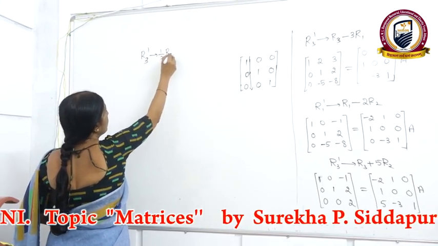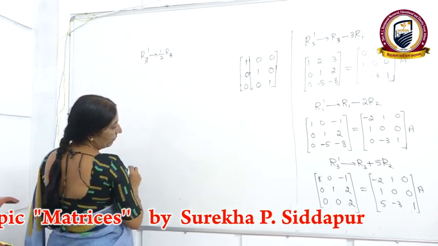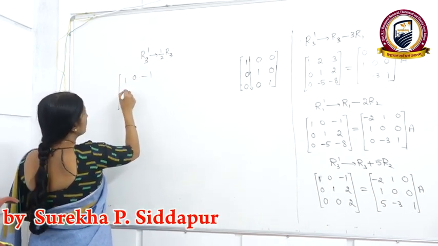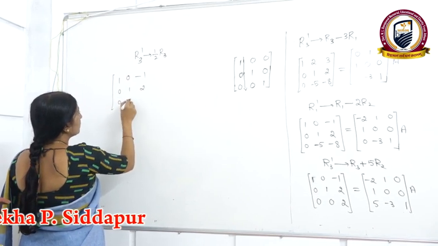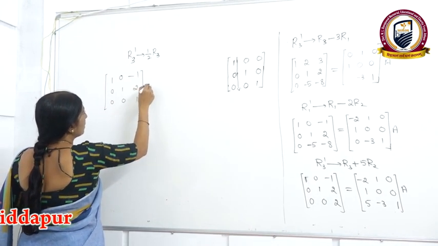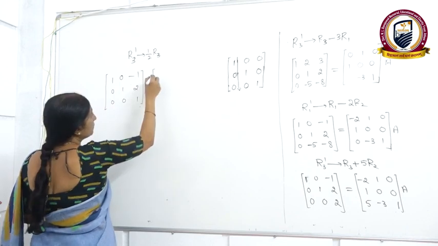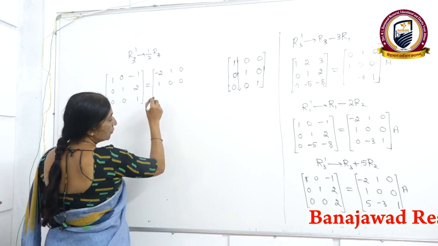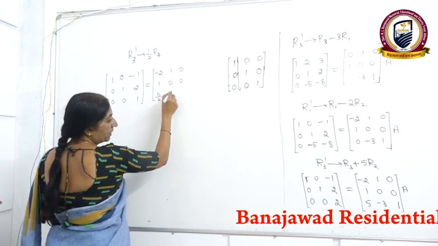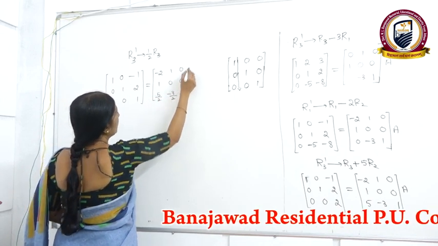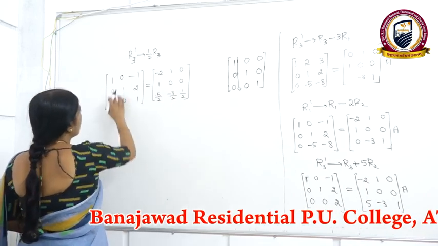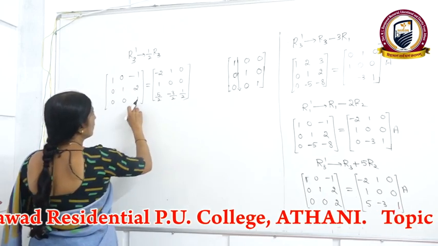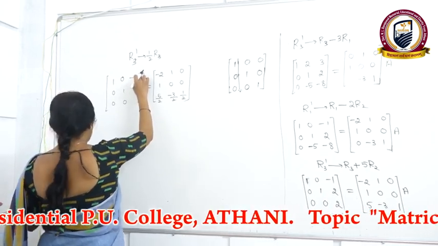Each element of the third row I am multiplying with 1 by 2. So the remaining 2 rows as it is. On the right side also you multiply with that. Each number: 5 by 2, minus 3 by 2, 1 by 2. So now compare 1, 0, 0, 0, 1, 0. Here also we got 1, here also 1.